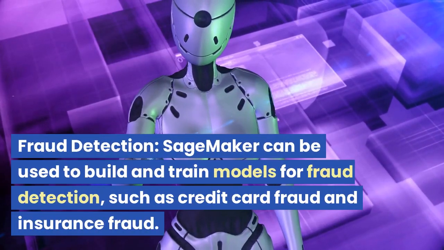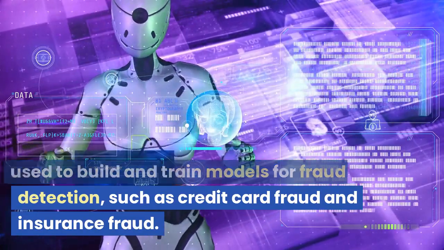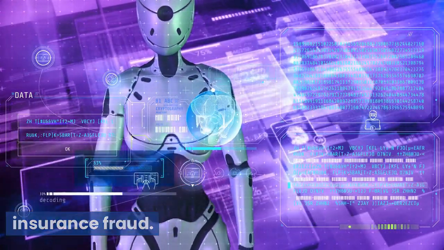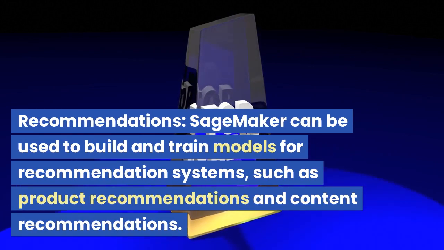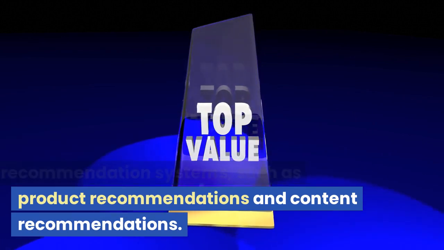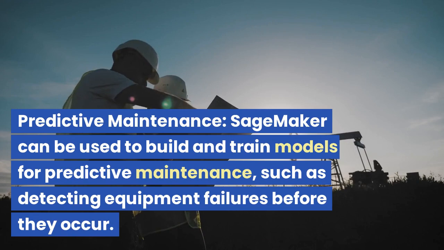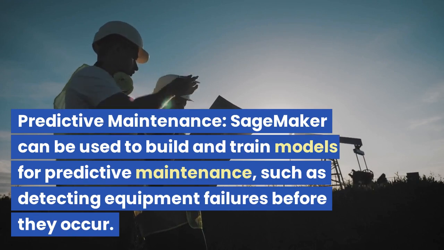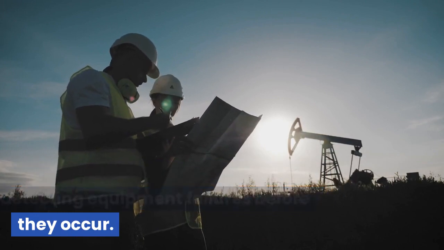Fraud detection. SageMaker can be used to build and train models for fraud detection, such as credit card fraud and insurance fraud. Recommendations. SageMaker can be used to build and train models for recommendation systems, such as product recommendations and content recommendations. Predictive maintenance. SageMaker can be used to build and train models for predictive maintenance, such as detecting equipment failures before they occur.